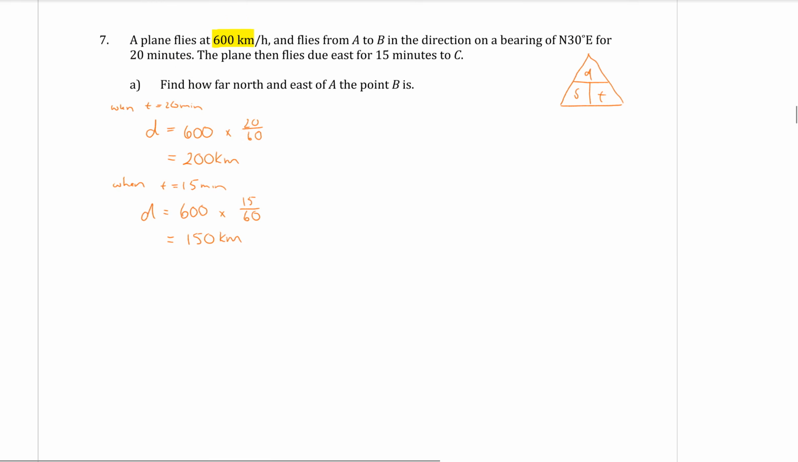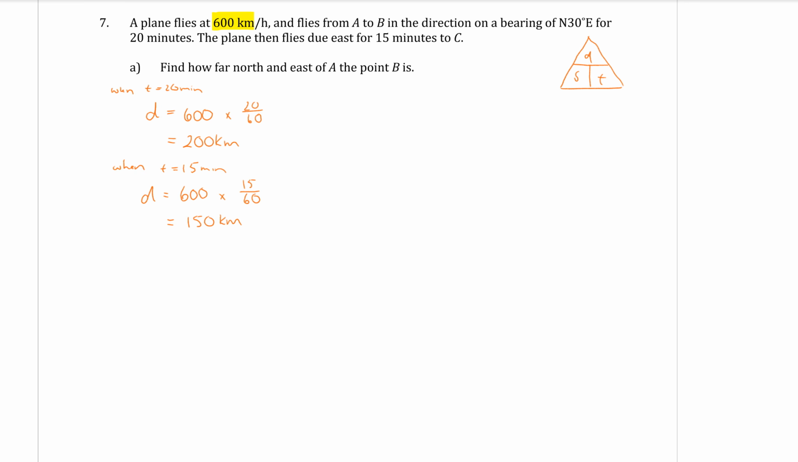A plane flies at 600 kilometers an hour. Don't need that part anymore. The bearing was the part that we need. It flies off at north 30 degrees east. So draw a compass. There's my north. North 30 degrees means from that north, I want to go 30 degrees to the right, because east, remember, never eat soggy Weet-Bix. That's how you do your north, south, east, west. Good, yeah. So everyone knows east is on this side.